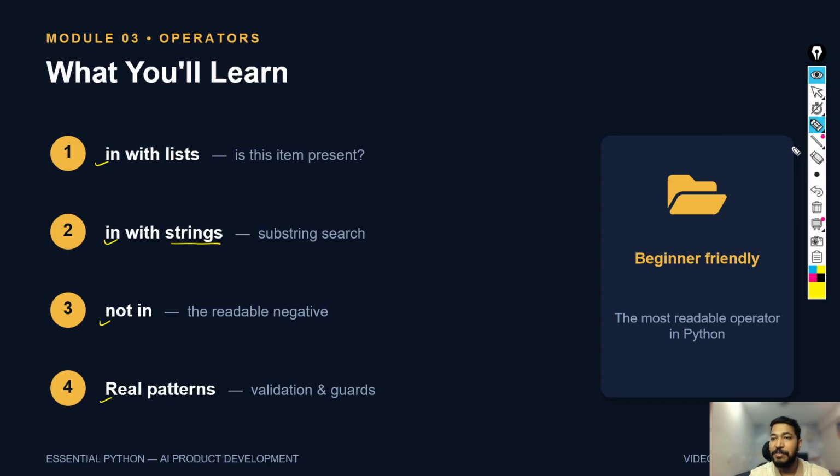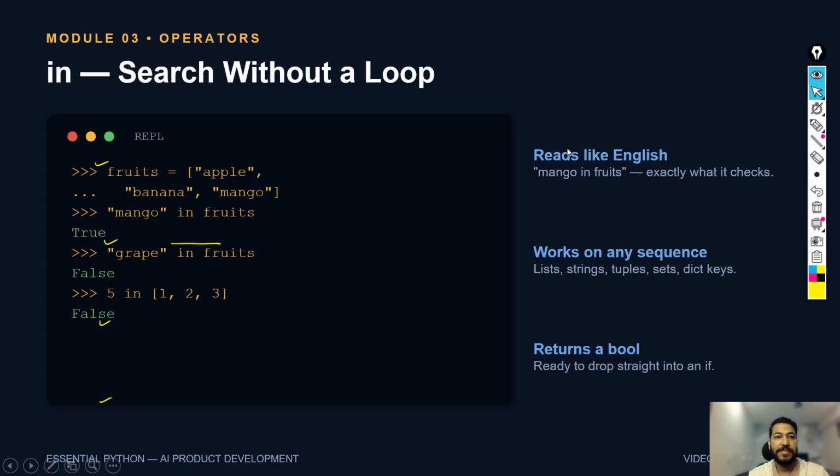So let's jump to the next slide, please. If you look at these examples, guys, this is pretty much self-explanatory. Here we are going to understand in as a search without a loop. That is the beauty of the in operator: without the use of a for loop, it is able to iterate through the items which are part of this list and validate whether that item is present inside that list or not.